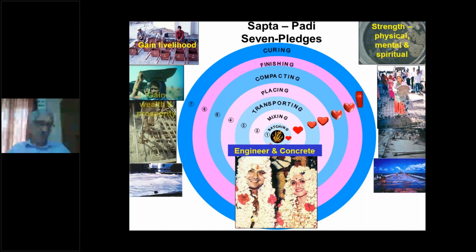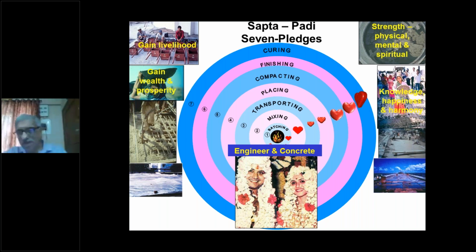The third promise you make is gain wealth and prosperity so that you remain comfortable in married life. The next promise you make is knowledge, harmony, and happiness to each other. Healthy, long-lived children, you promise each other. And the joy for all seasons.